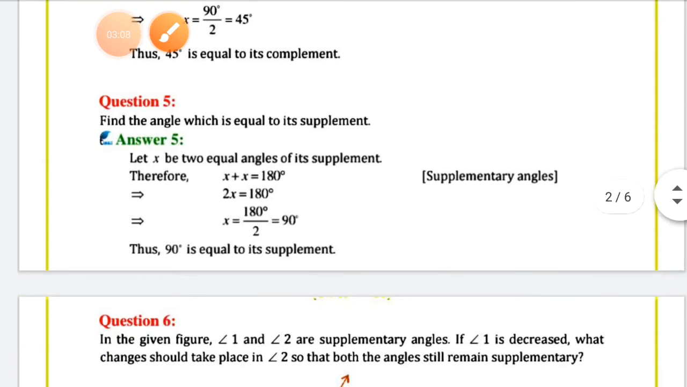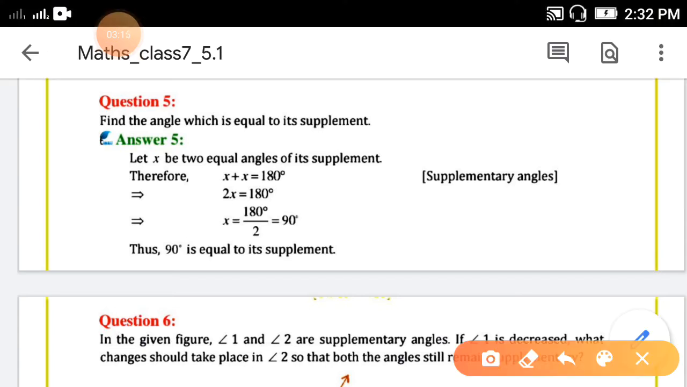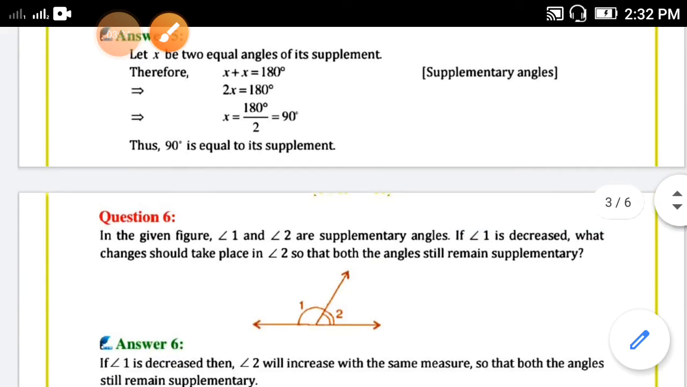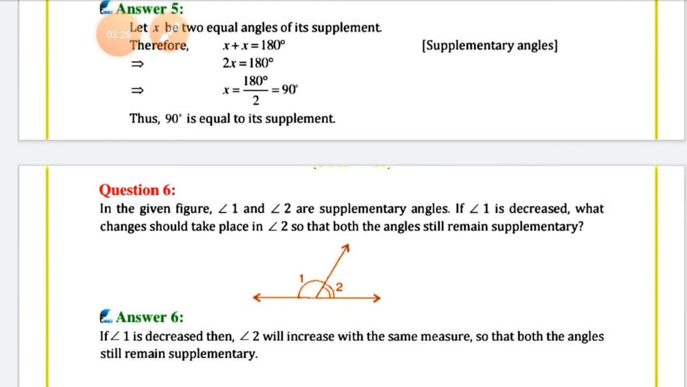Same as question number 5. Find the angle which is equal to its supplement. Same thing, x plus x, both are the same, and supplementary angles means their sum is 180 degrees. So same as example number 4, you have to solve it.